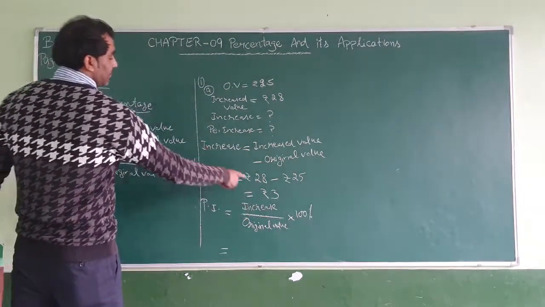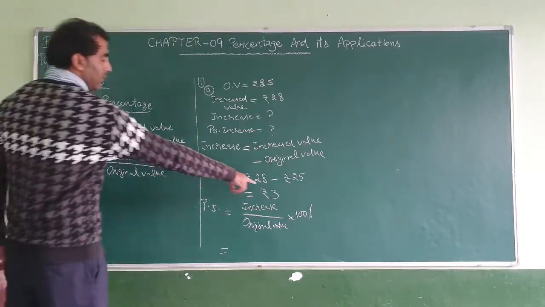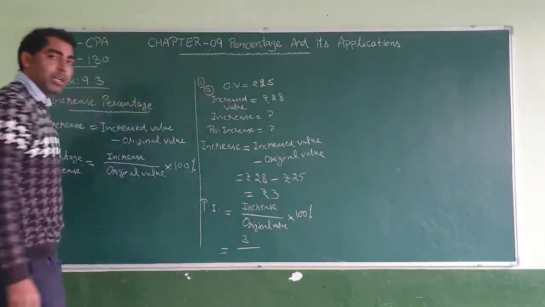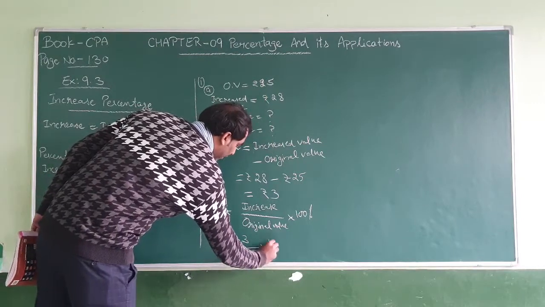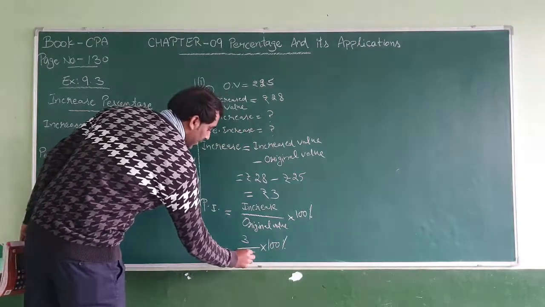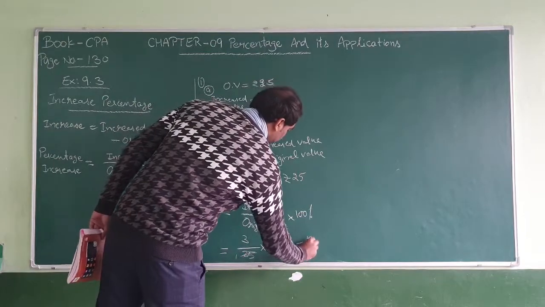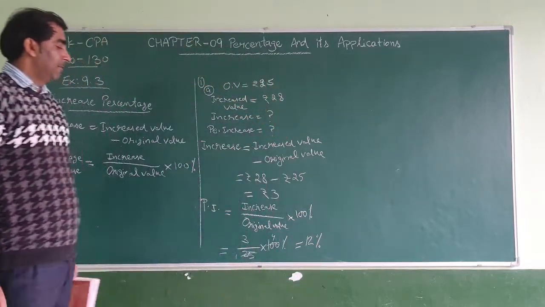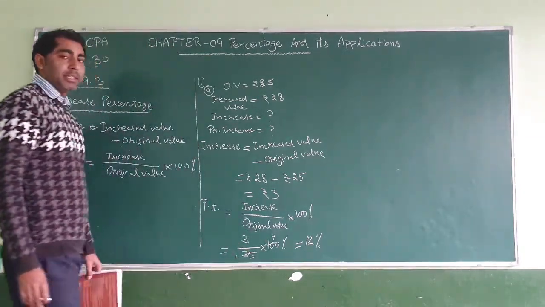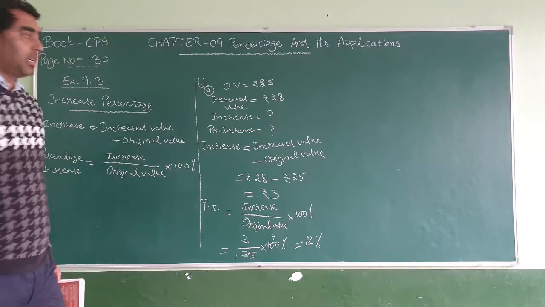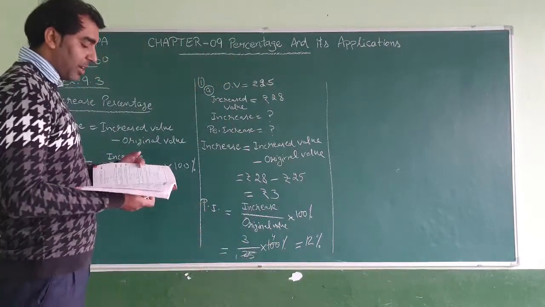Increase is only increase, not increased. Increase is 3, original value 25, multiply 100%. So cancel out 25 1 4, so it is 12%. Okay, so percentage increase is 12%. Understood बच्चे? Then we can do the next sum.